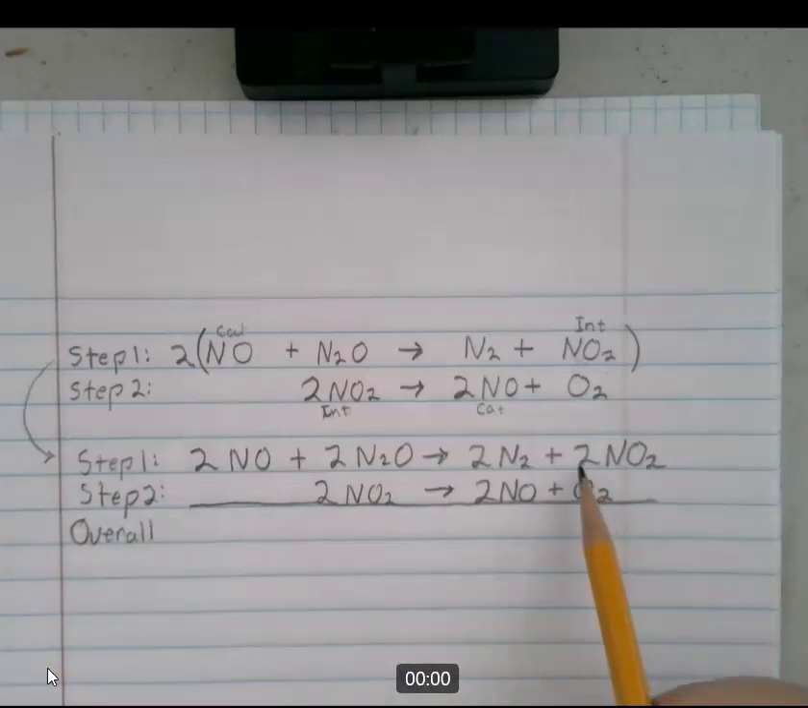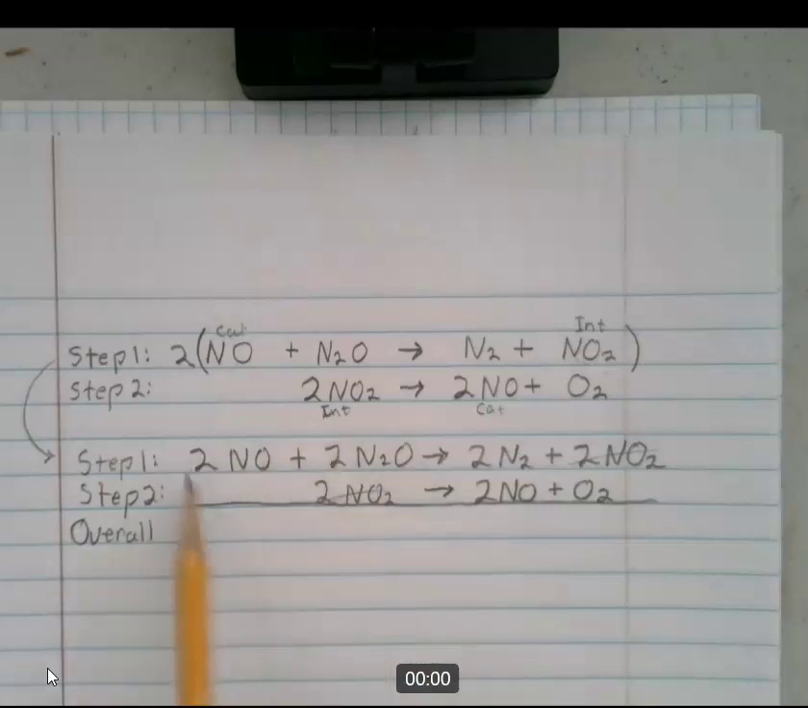Alright, so the 2NO2 cancels. Those are intermediates, and we needed that to go away because they don't appear at the beginning here or at the end here. The 2NO also disappears because it's a catalyst.